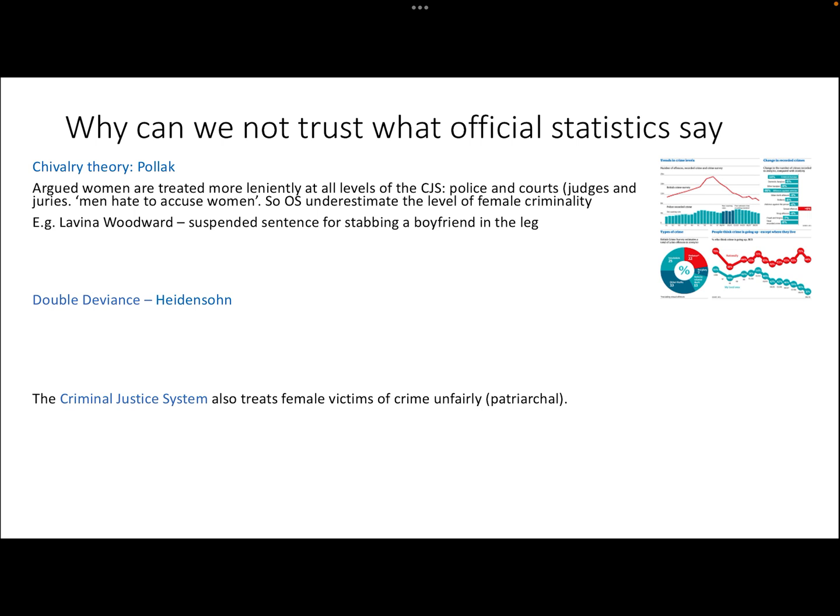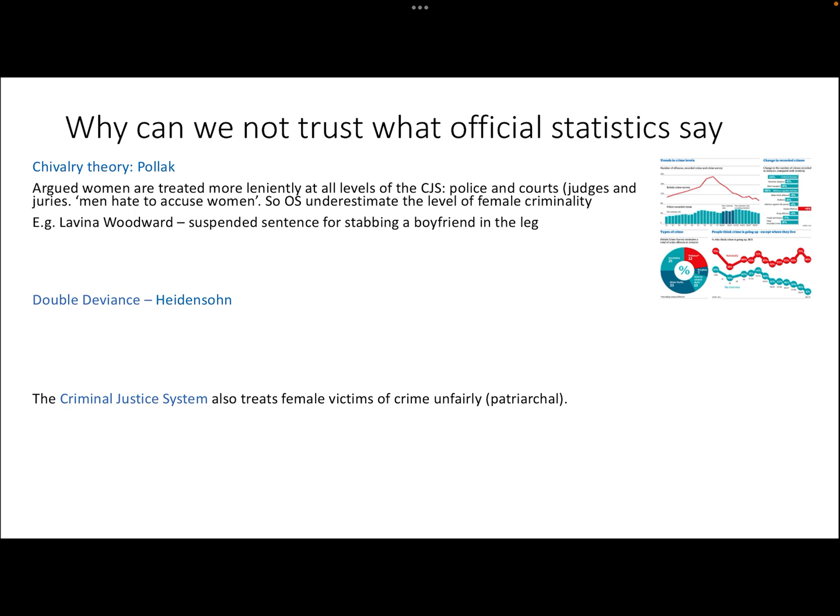They have this chivalrous view of women, thinking, oh, that poor woman, she didn't mean to do it. She only did it once. So yeah, I'm sure she won't do it again. They don't like seeing women as criminal because that is not typical of the gender role. So Pollak would argue that official statistics on gender and crime really underestimate the level of female criminality. There's way more female crime going on out there, but we're just not seeing it because the police aren't arresting and the courts aren't sentencing them.